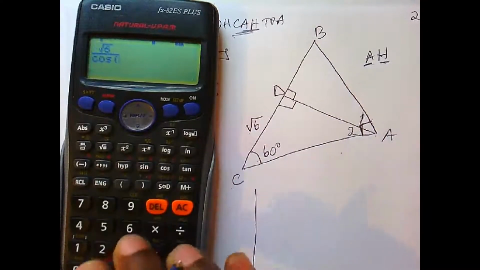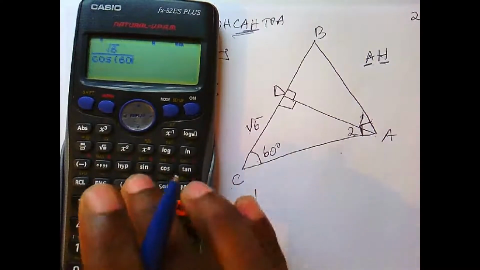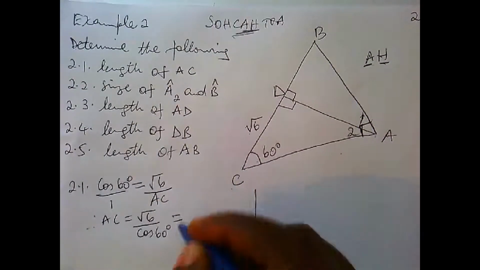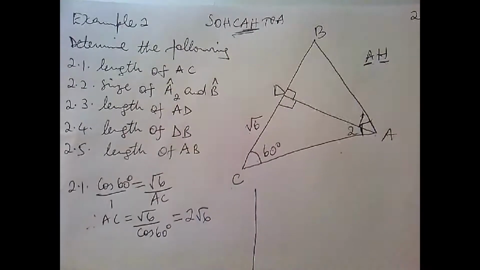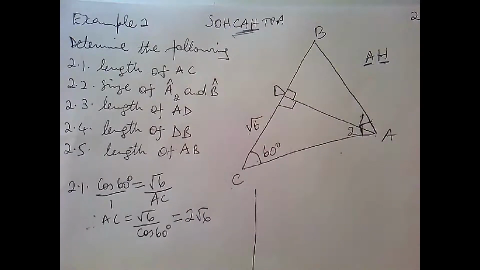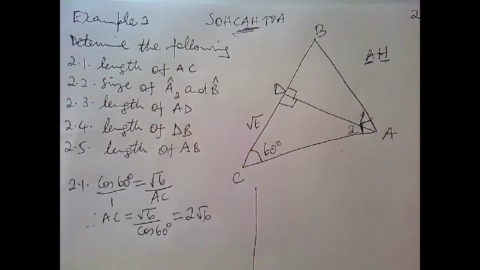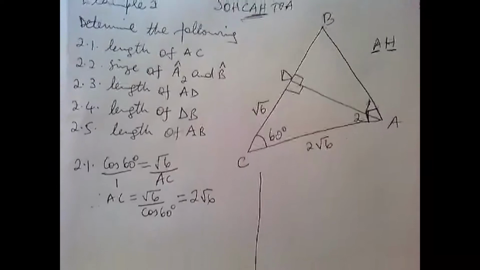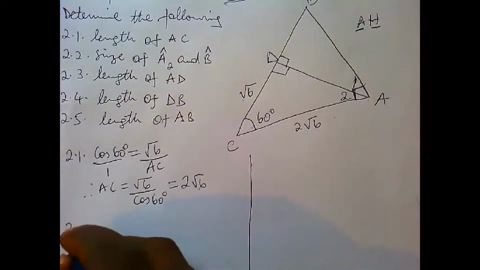The answer will be 2 square root 6. That is basically how you do your 2.1. Now know that AC is 2 square root of 6, and then you continue and answer 2.2.